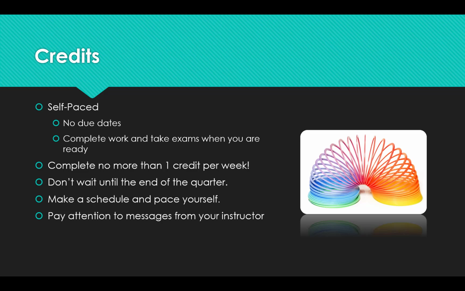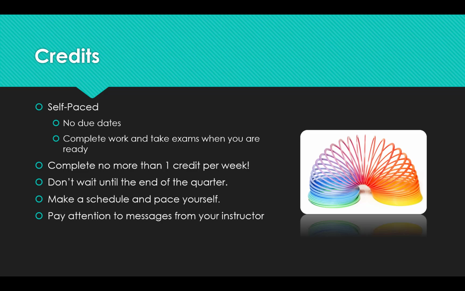However, with all of this flexibility, we have to have some rules. The biggest rule is you can't complete more than 1 credit per week. The reason we have this rule is because some students may procrastinate with all this flexibility, and they may put off until tomorrow something they could do today. Then at the end of the quarter, we wind up in a situation where there are multiple credits to be completed and it's the last week of the quarter.